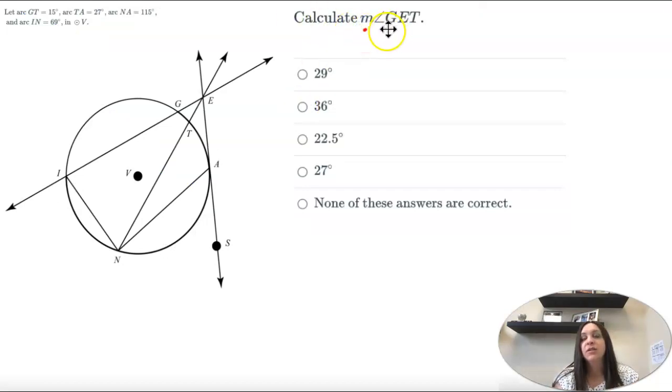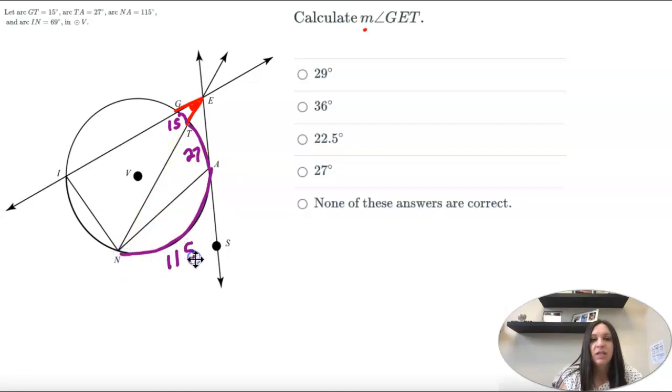Calculate the measure of the angle GET. So this angle. And let's see if we actually need this stuff that we're given. So GT, this arc, is 15 degrees. Arc T to A is 27, and N to A is 115, and we're trying to find an angle. Oh, and arc I to N is 69. We actually do need that one.